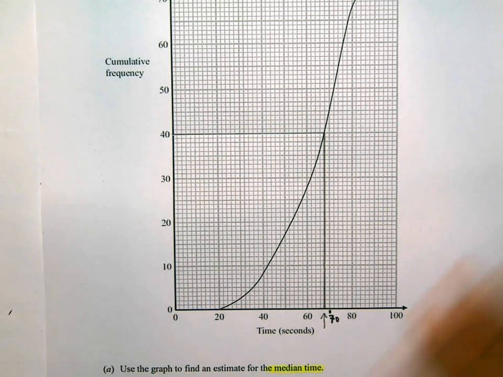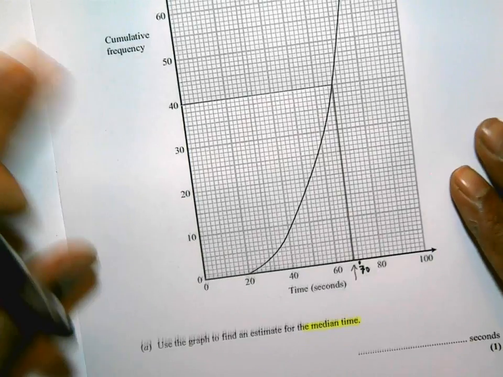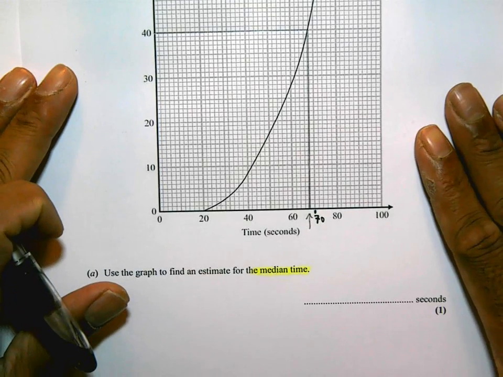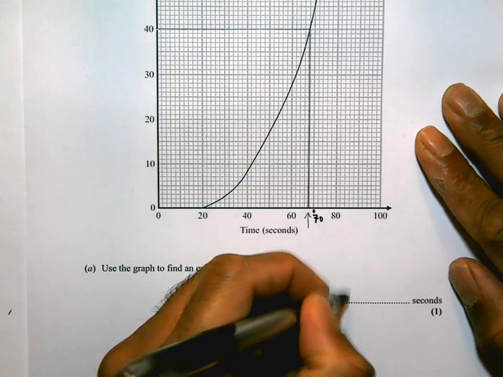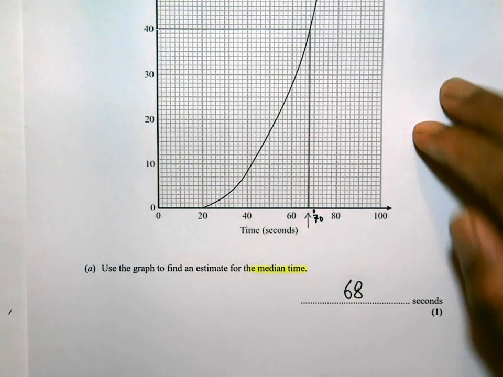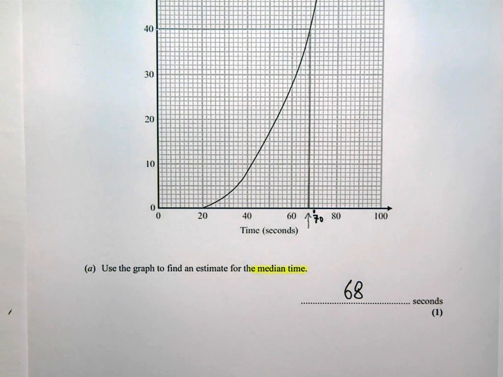And having looked at the mark scheme for this, the mark scheme wants exactly this answer. There isn't a range of answers. They want exactly 68. So this is where you need to be very, very careful and very, very precise to make sure that you actually give the accurate answer. Part B is on the next page. Let's have a look at this next.